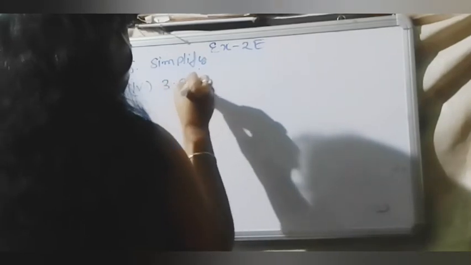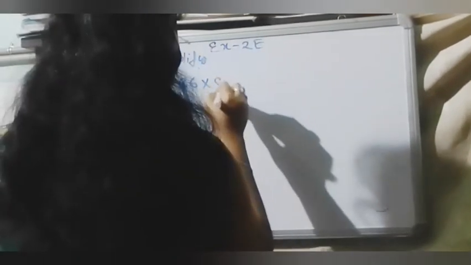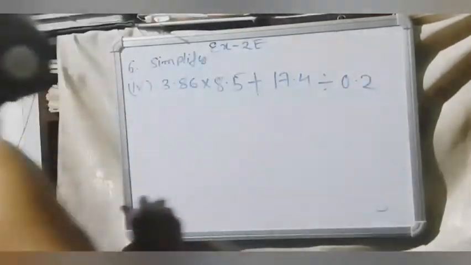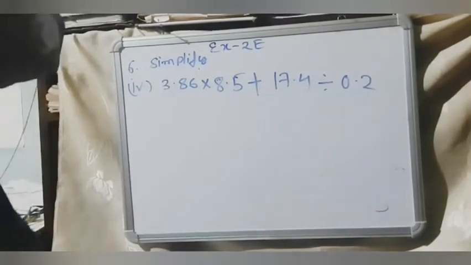What is given? 3.86 into 8.5 plus 17.4 divided by 0.2. Very interesting question.